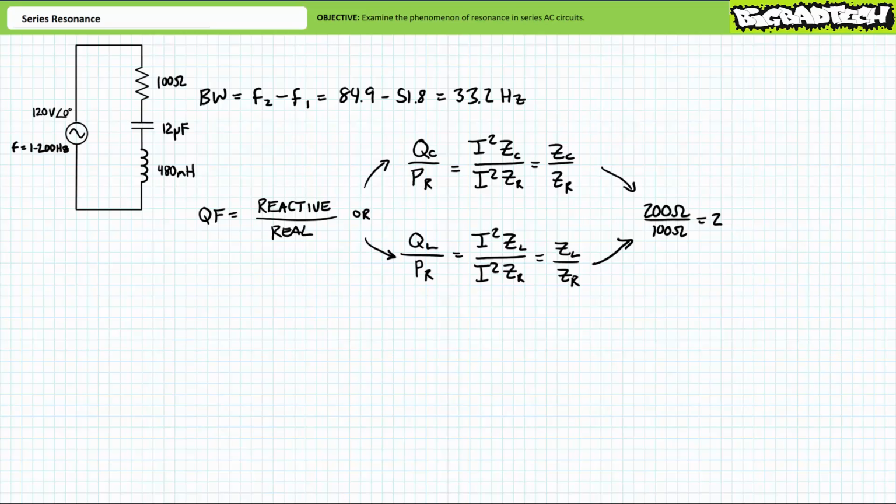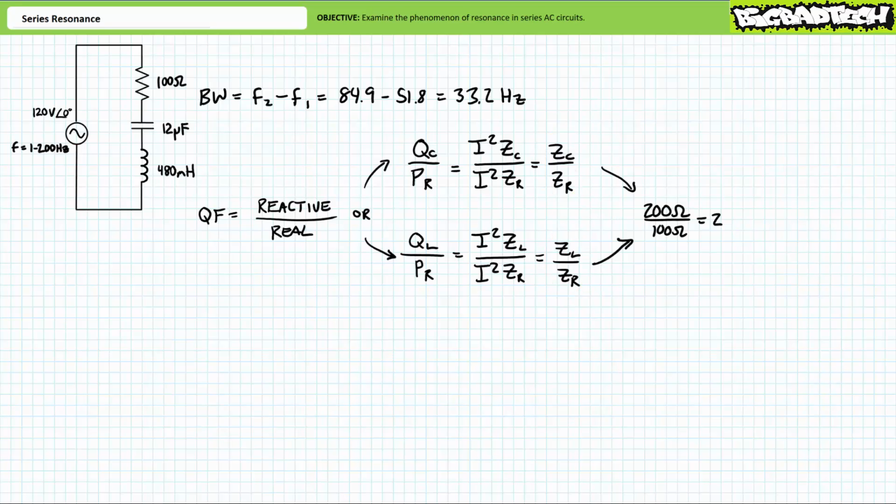Similarly, to calculate the real power dissipated by the circuit, the bottom half of our ratio, we'd square source current and multiply it times resistance. Note the like I squared terms in the numerator and denominator. I squared cancels out. We're left with quality factor equals the ratio of the reactive impedance, inductor or capacitor, whichever one you want, over the resistance.